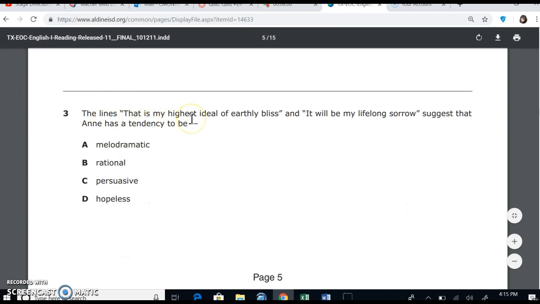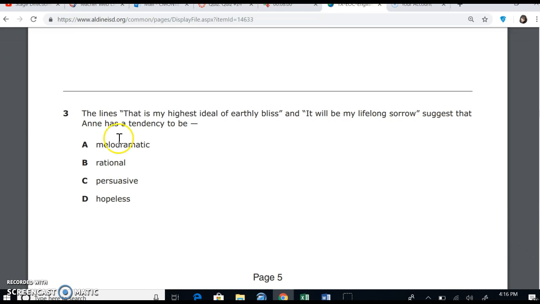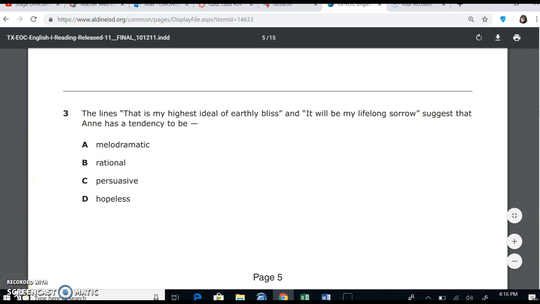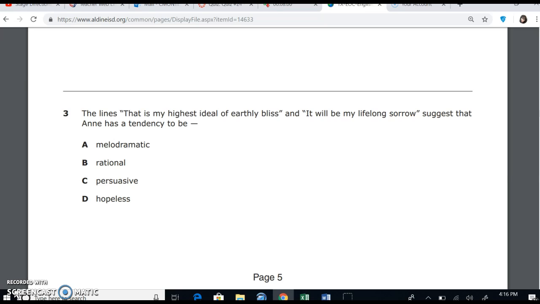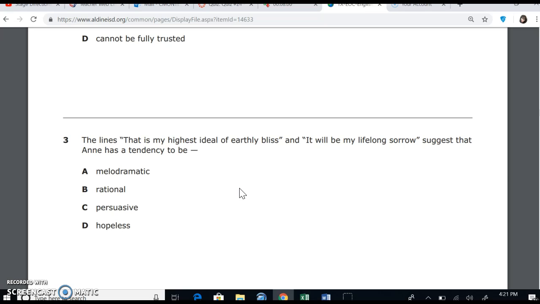The lines, that is my highest ideal of earthly bliss, and it will be my lifelong sorrow, suggest that Anne has a tendency to be what? 3, you need to analyze the lines. That is my highest ideal of earthly bliss, and it will be my lifelong sorrow. What does this suggest about Anne? Is she A, melodramatic? Look it up in the dictionary because I know you might not know that one.